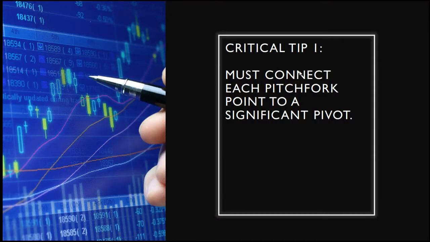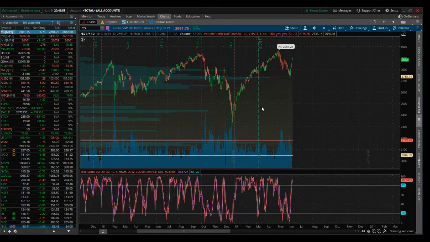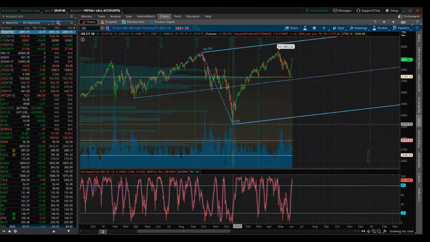Critical tip number 1 is you must connect each pitchfork point to a significant pivot. Okay, so I'm going to select the pitchfork tool, which is right down here, and I'm going to pick a pivot. 1 pivot, 2 pivot, 3 pivot. And there you go. There's the pitchfork in action.